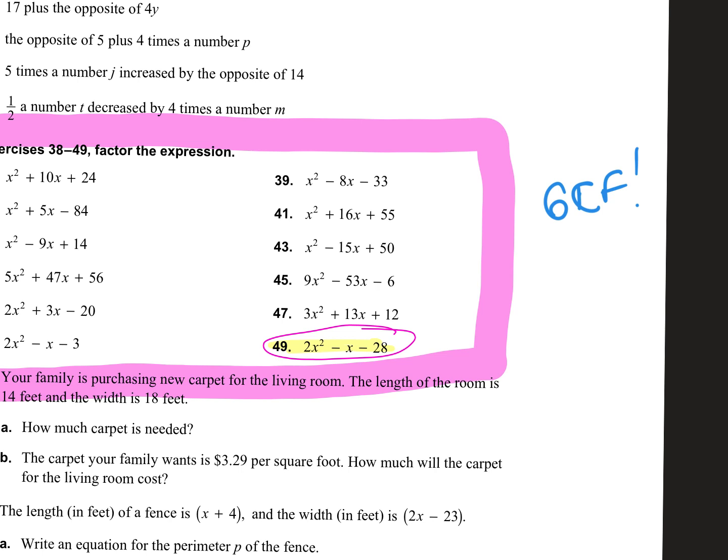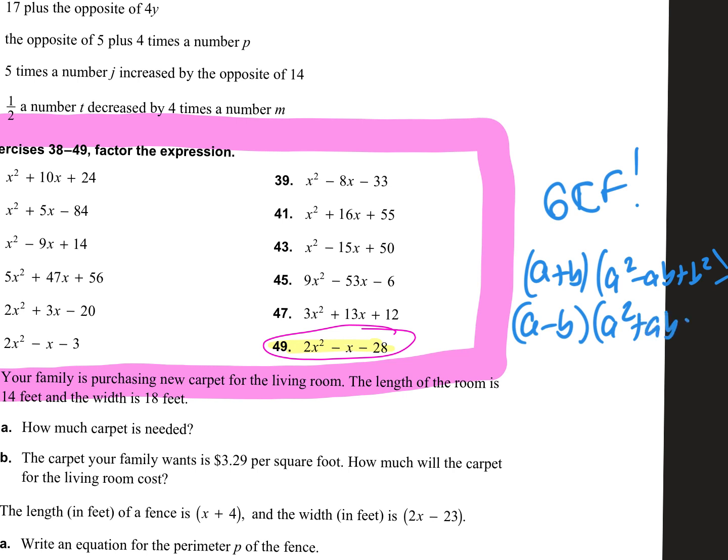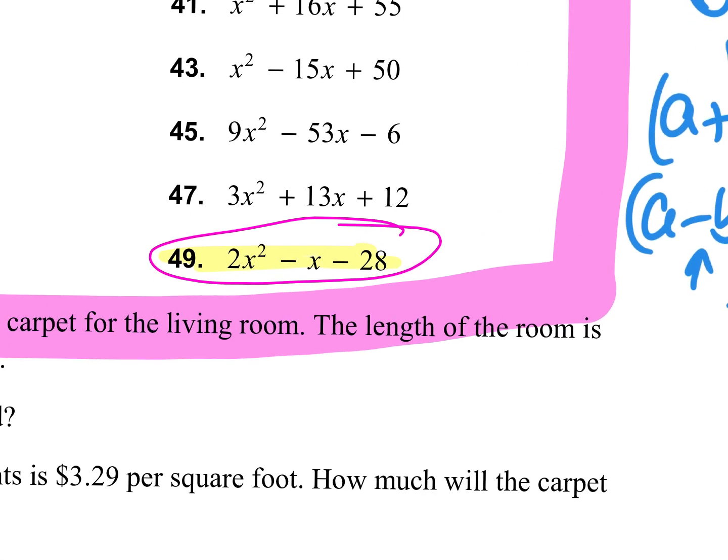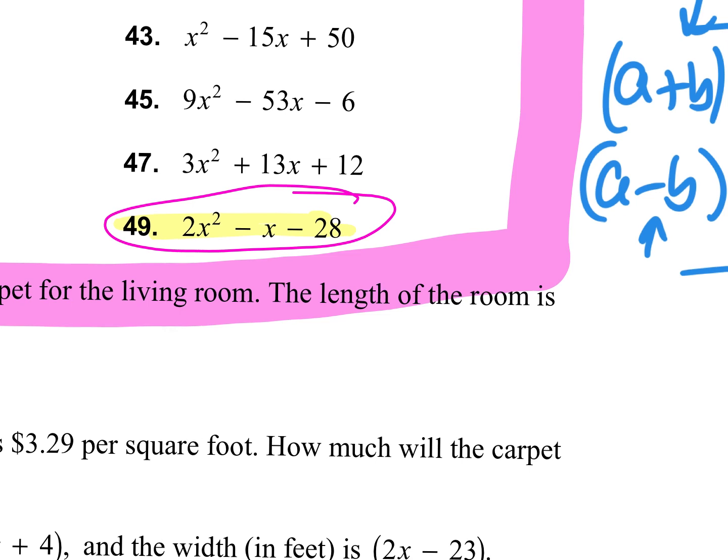You guys remember the perfect cube pattern? A plus B, and then A squared minus AB plus B squared, versus A minus B, and then A squared plus AB plus B squared. That's when the first term is cubed, the second term is cubed. If there's a minus sign in the front, this is the pattern you use. If there's a plus sign in the front, this is the pattern you use, right? That's important.